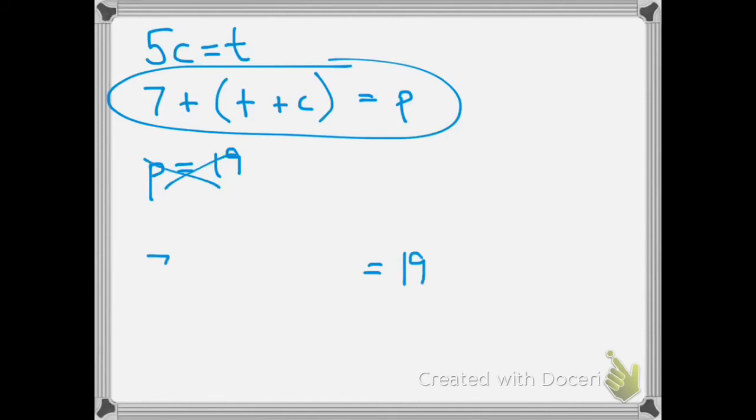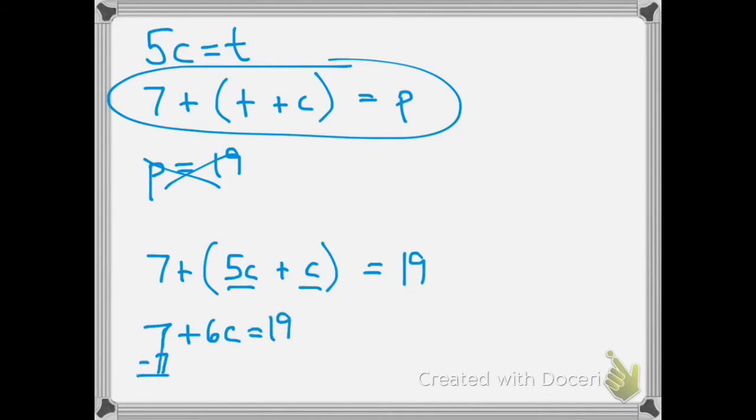T can now be replaced with 5C. So now we can combine these like terms, giving us 6C plus 7 equaling 19. And then we can solve. Minus 7, minus 7. So 6C equals 12. We divide by 6. So our cucumber amount is 2.